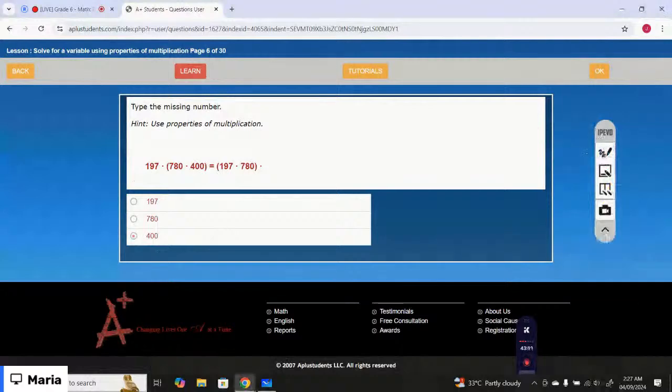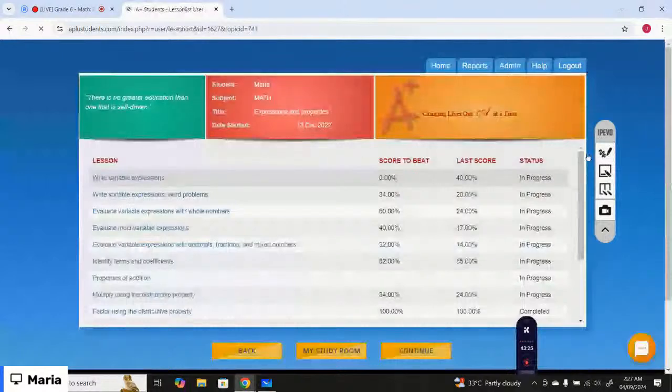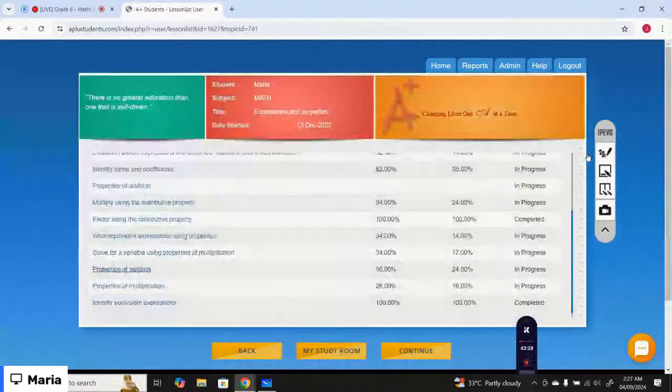Okay, you can complete the lesson by yourself later today. Let me just move on to the next lesson. The next lesson is properties of addition. So let's just start with the lesson.